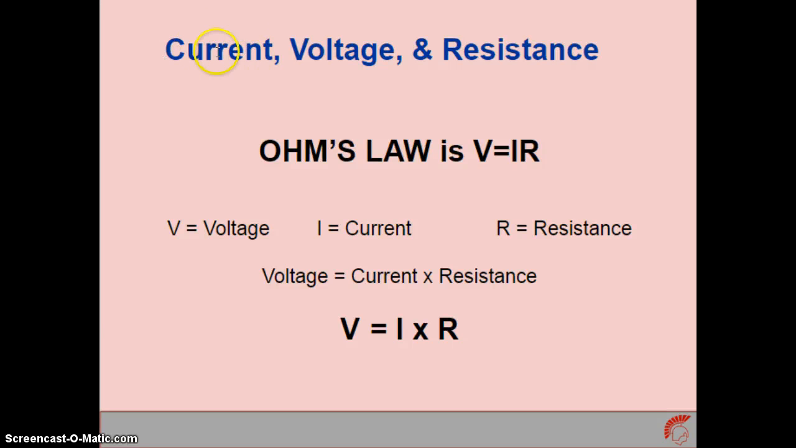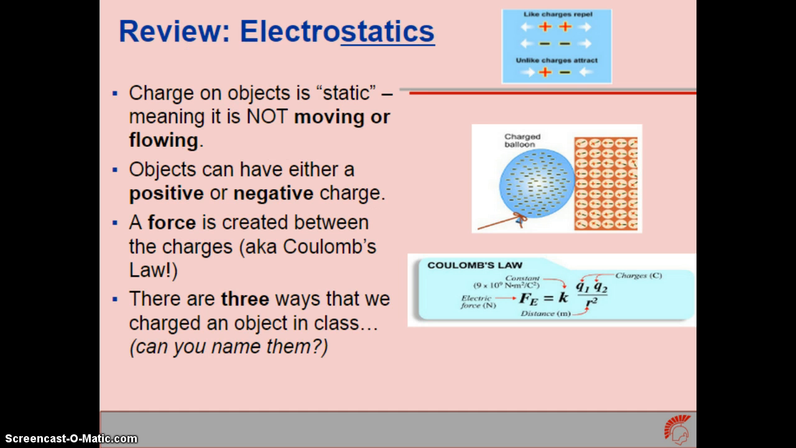All right, the screencast is going to be on current, voltage, and resistance as we continue studying series circuits. We're going to be applying Ohm's law, where voltage equals current times resistance, where V is voltage, I is current, and R is resistance. So here's the equation you're going to need to get used to seeing.